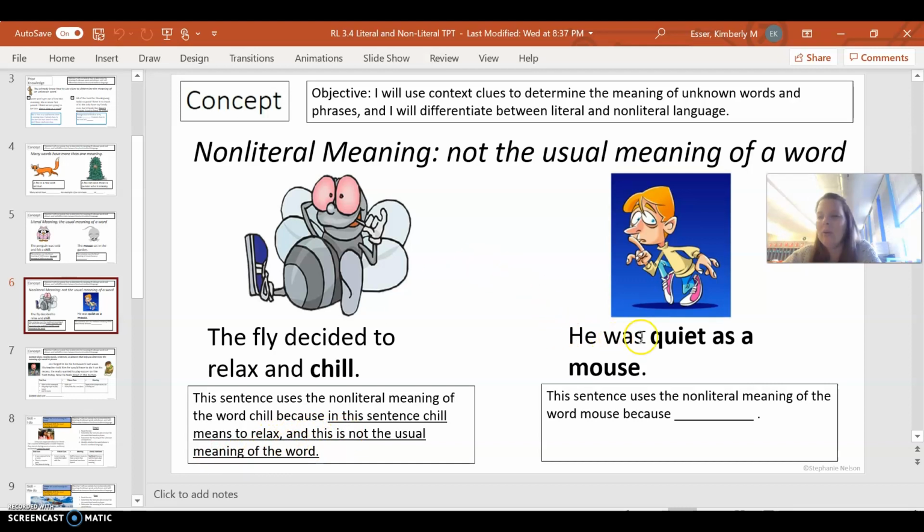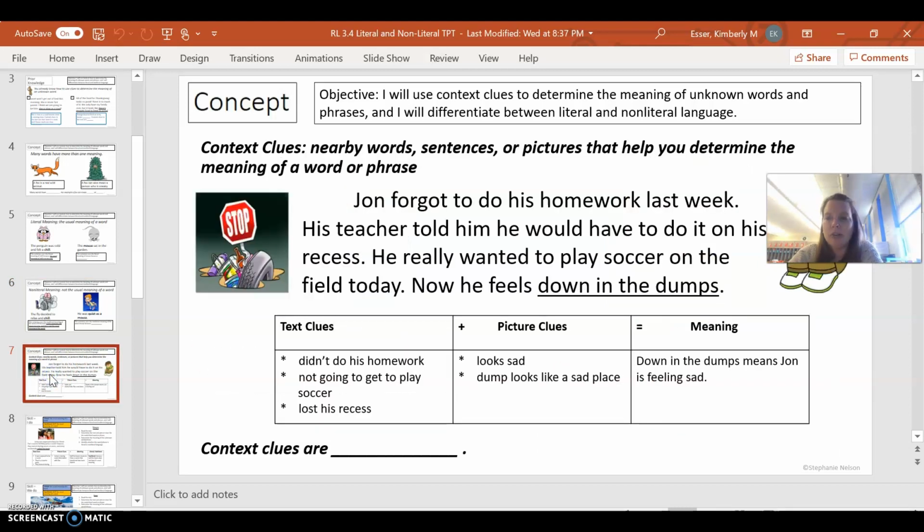All right, he was quiet as a mouse. This sentence uses the non-literal meaning of the word mouse because, guys, you can't be as quiet as a mouse. You are not small enough to be as quiet as a mouse, so you cannot actually do this. All right, let's continue on. So we're going to use a couple of these.